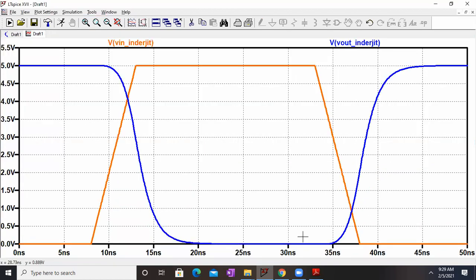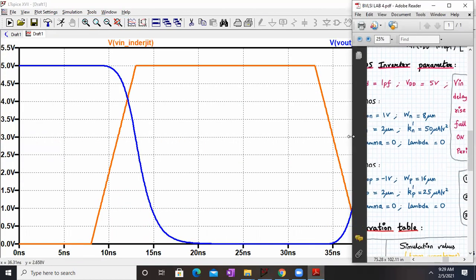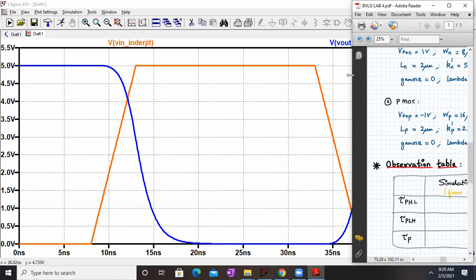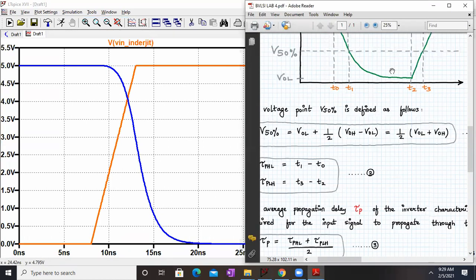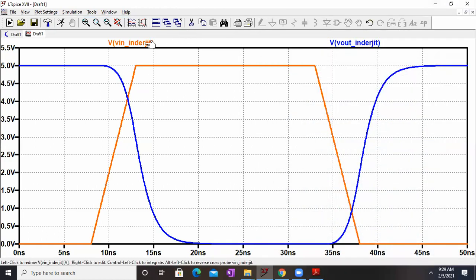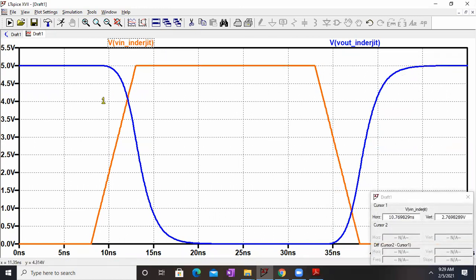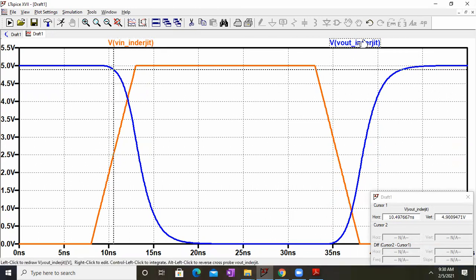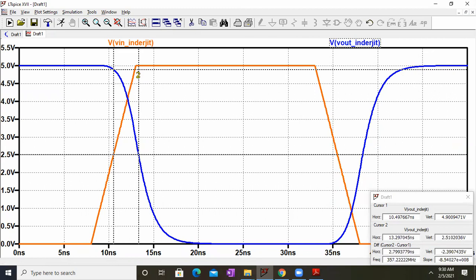Okay, so from here we know that we have given all the parameters, right? And we know from the definition how to calculate the high to low propagation delay and low to high propagation delay. So whenever the input crosses around 50%, here the VOH is 5 and VOL is 0. At the output, 50% will be at 2.5. So at 2.5 you have to note down the time, whenever the input reaches 2.5, and also whenever the output reaches 2.5. This time difference you have to note down.